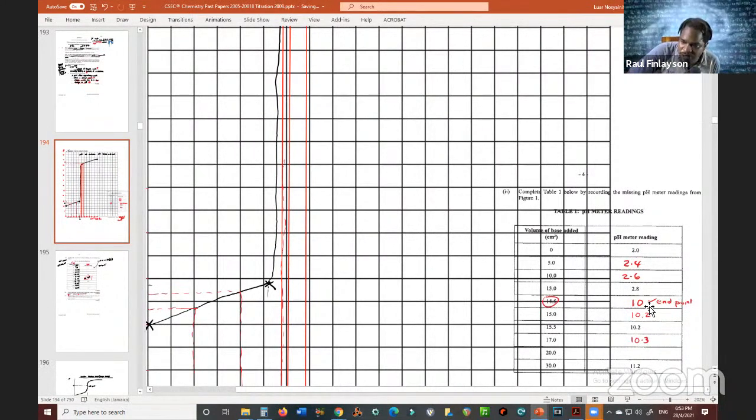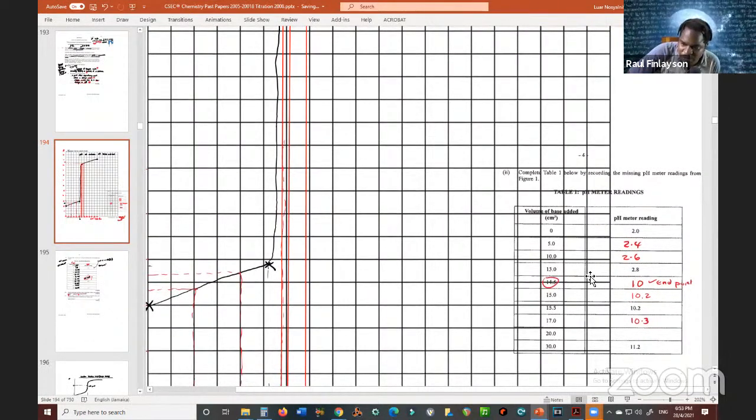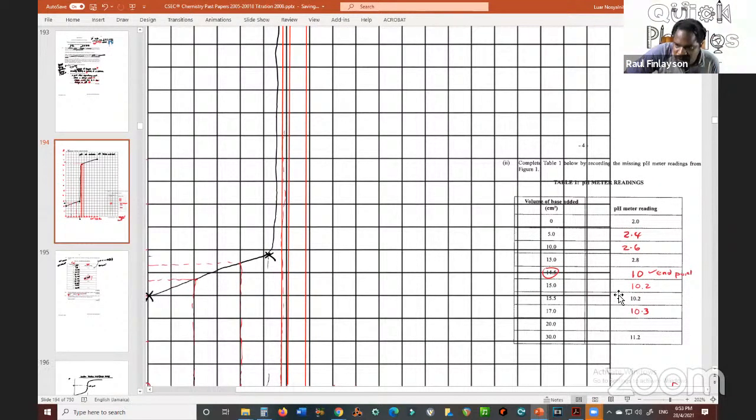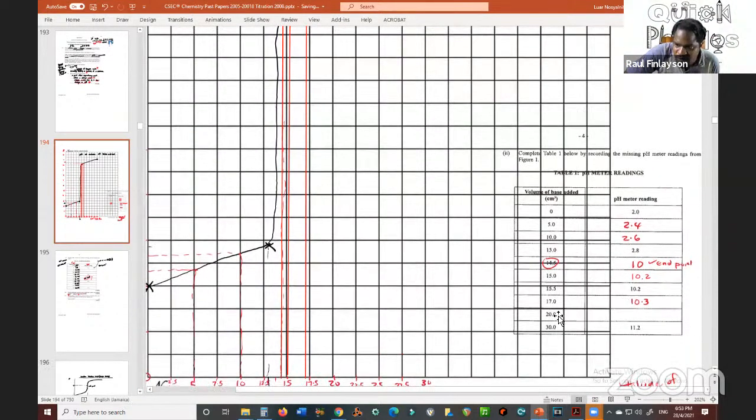All right, the sharp change took place between 13 and 14.5. So the endpoint is there. That sharp change, according to the definition, reach the endpoint. All right.